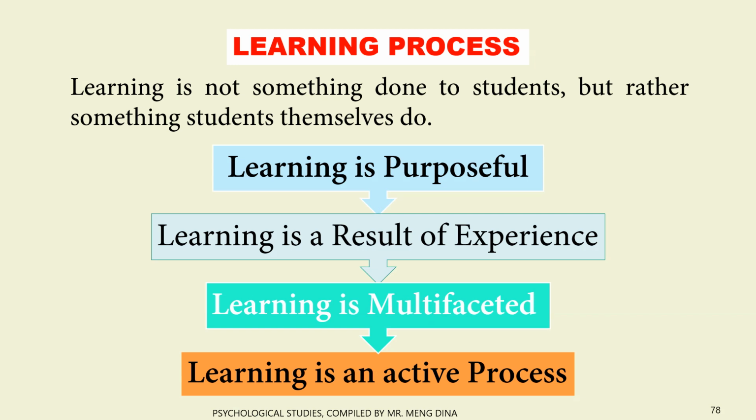Learning is not something done to students, but rather something students themselves do. And we have four learning process styles. Number one, learning is purposeful. Number two, learning is a result of experience. Number three, learning is multifaceted. And number four, learning is an active process. So we go into the first step of the learning process first.